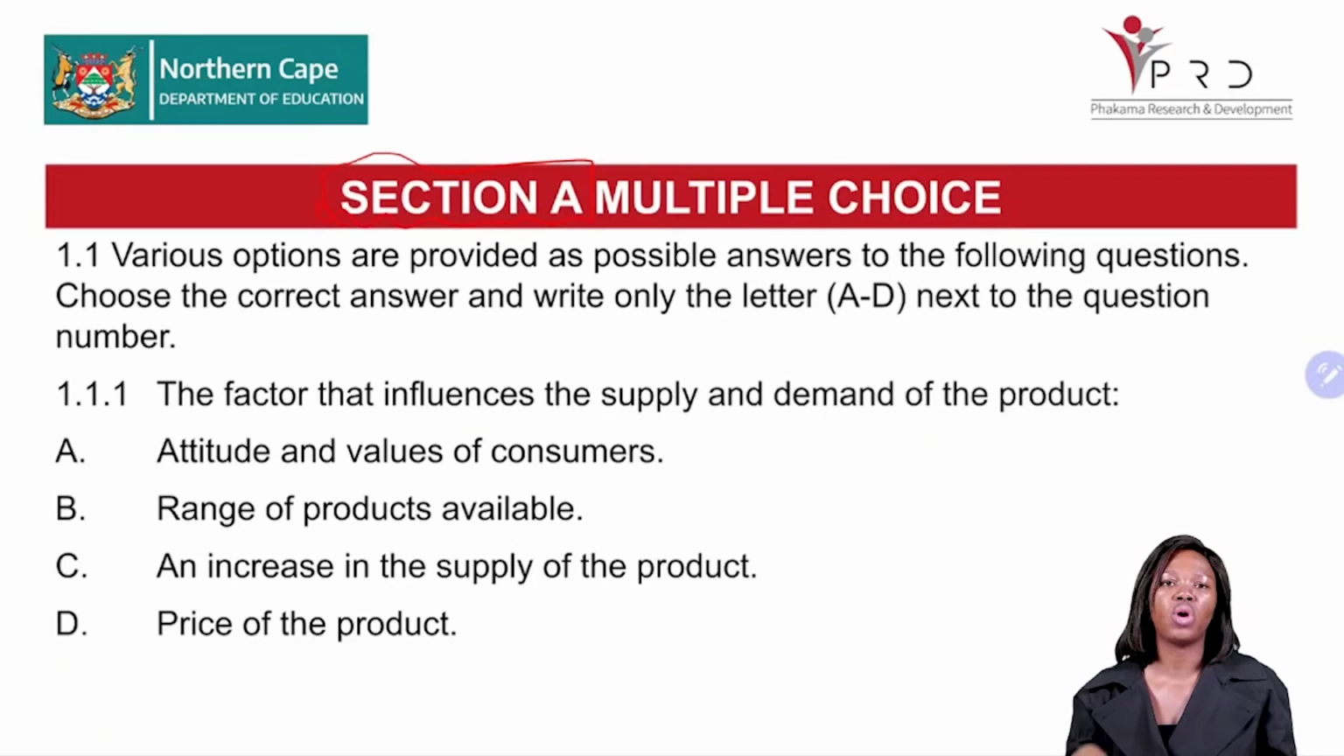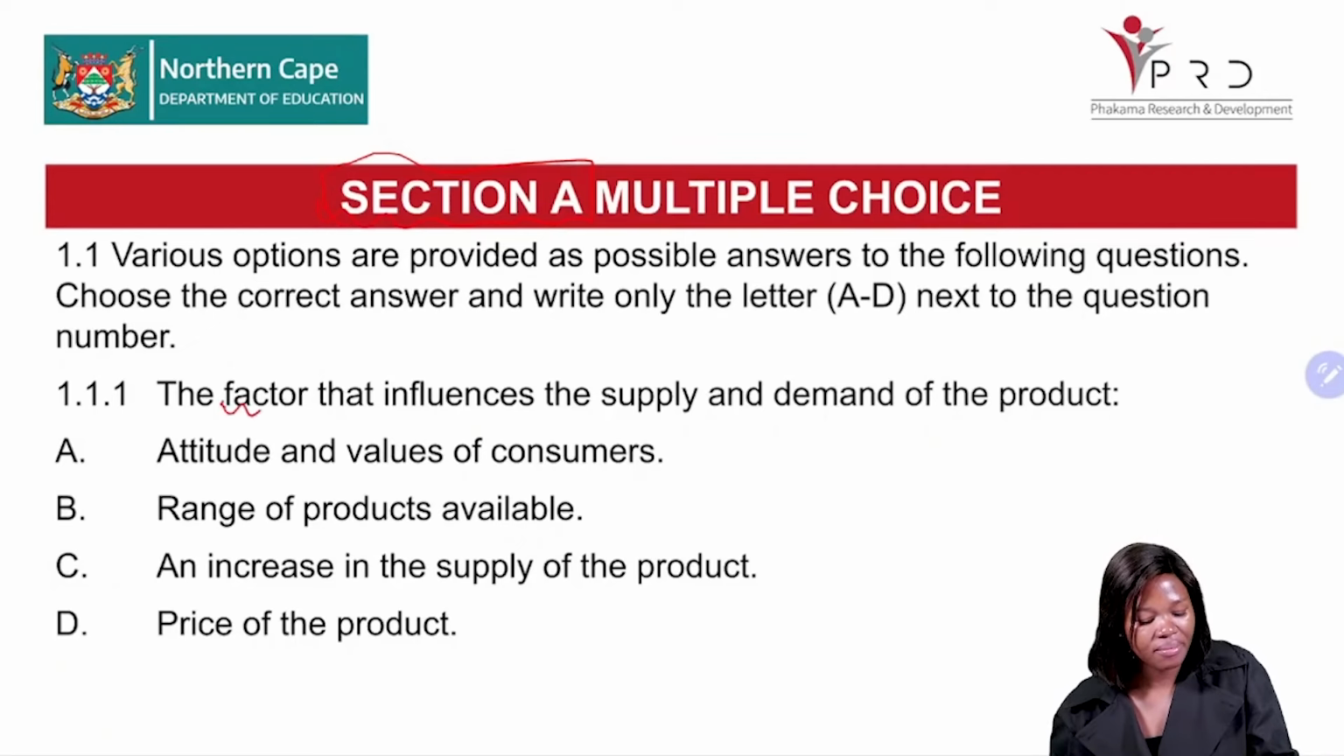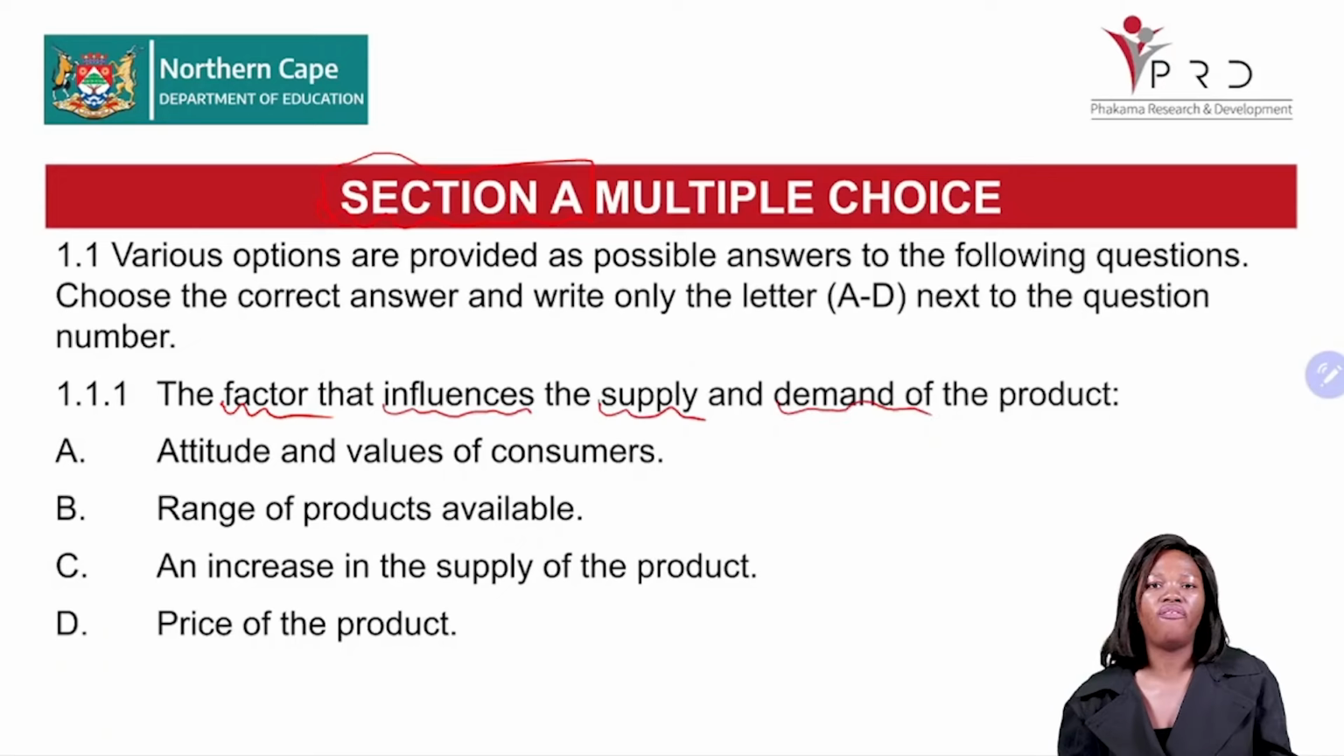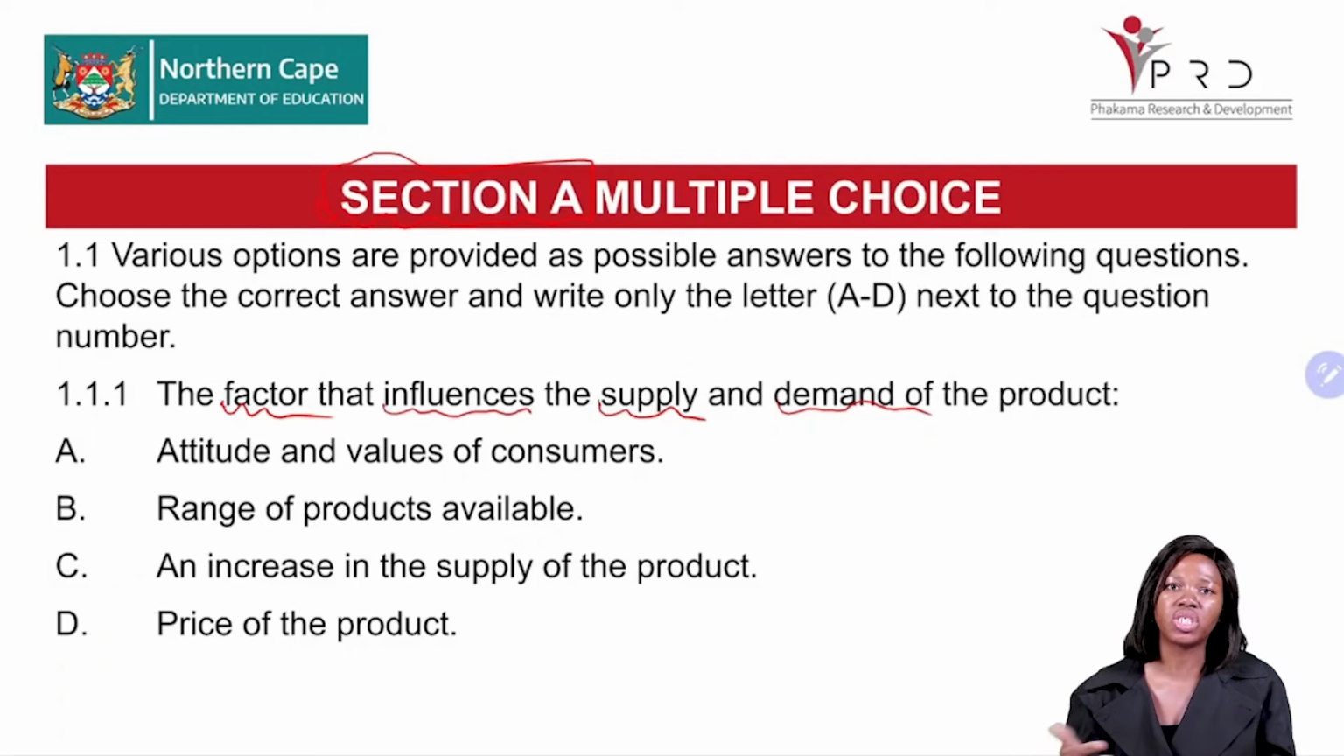Now, let us look at 1.1.1. It carries 2 marks. You study, and then you read the statement. Let us read the description together. The description says, the factor that influences the supply and demand of the product. In your multiple choice questions, there will always be keywords, and those will always give you clues on which option to choose. Let us read the description again.